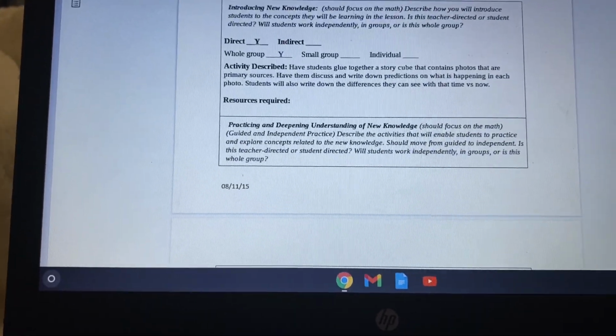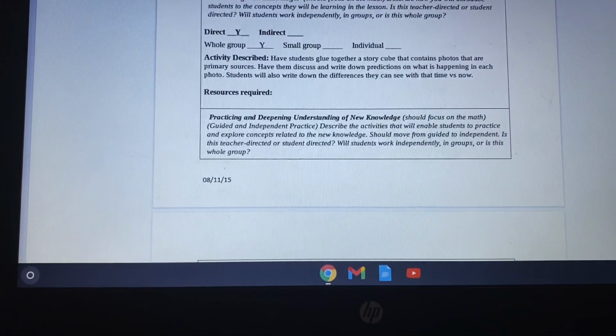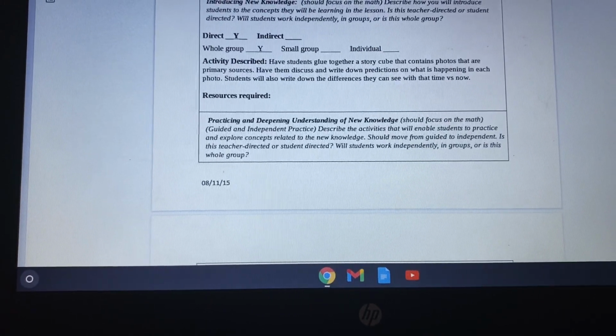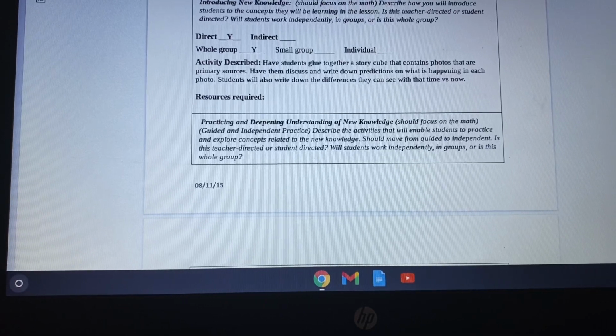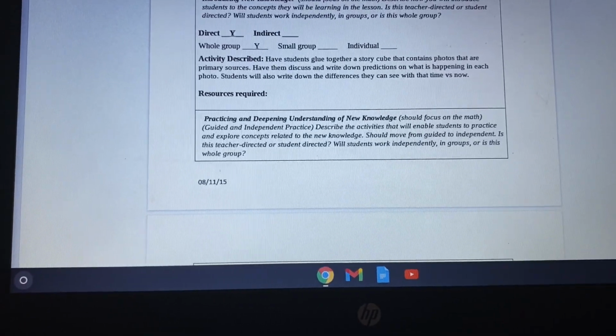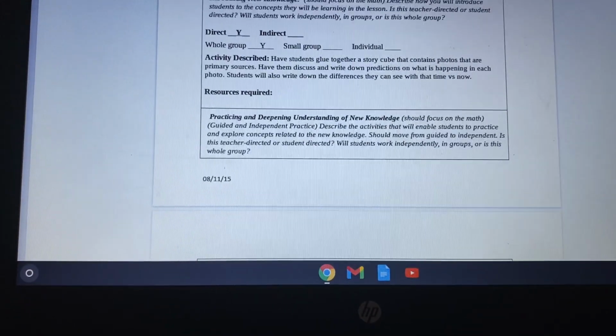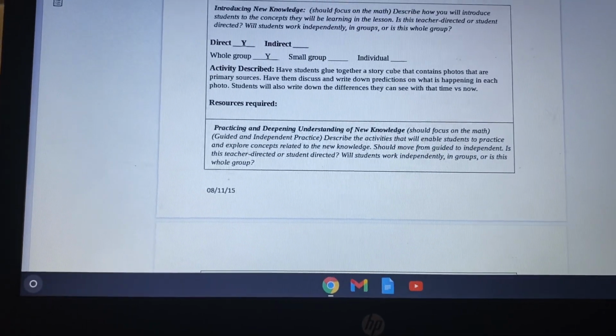For introducing new knowledge, I said it was direct and it was a whole group. And I said I have students glue together a story cube that contains photos that are primary sources. Have them discuss and write down predictions on what is happening in each photo. And students will write down the differences they can see now.